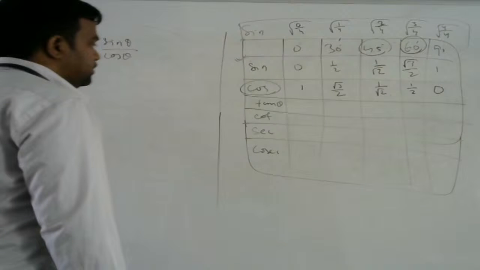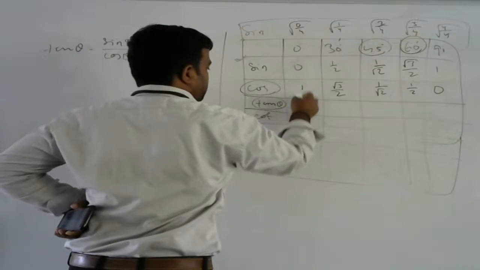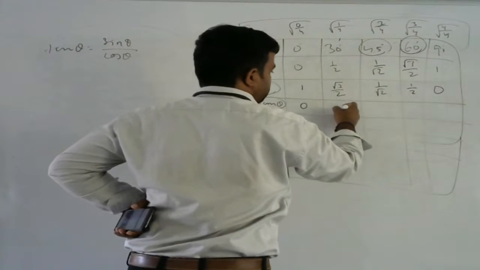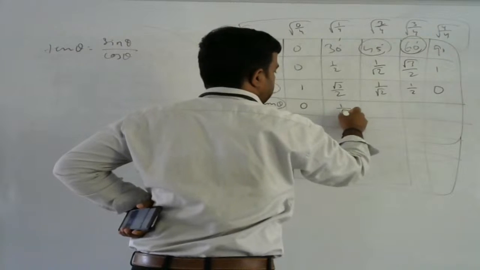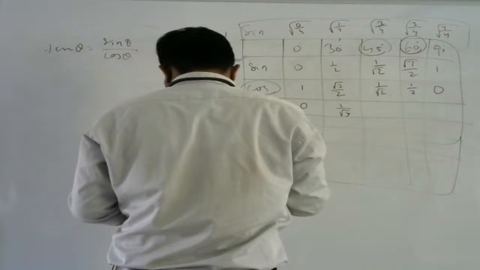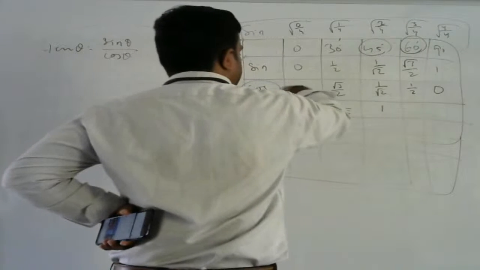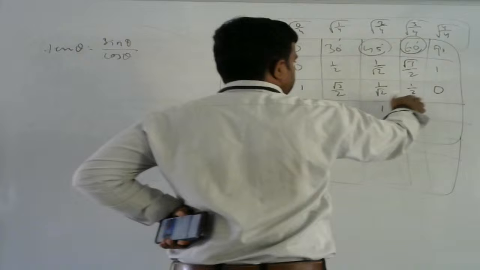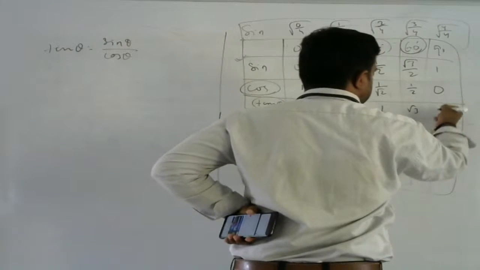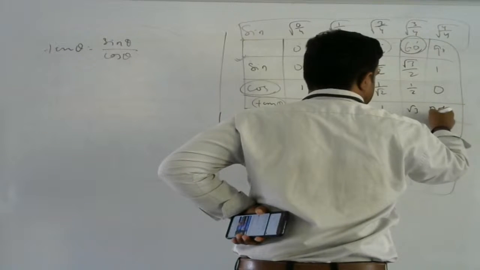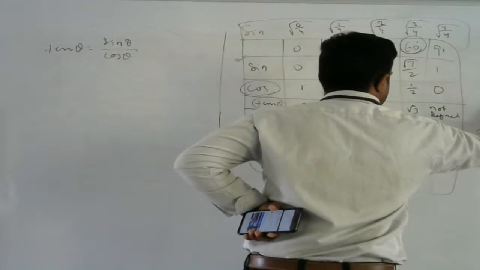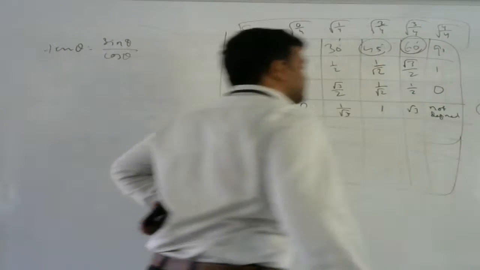So tan theta is sine by cos. So that means tan 0 is 0 by 1, which is 0. Then 1 by 2 over root 3 by 2, this is 1 upon root 3. 1 upon root 2 over 1 upon root 2 is 1, so tan 45 is 1. Root 3 upon 2 over half, root 2 cancels, so tan 60 is root 3. And tan 90 is 1 upon 0, which is not defined, or infinity.